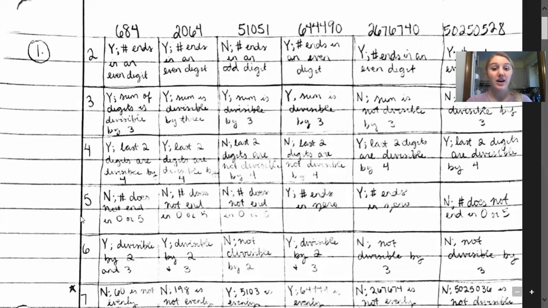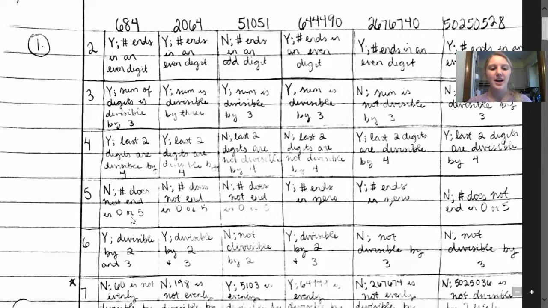Number 5 is really simple. It states that if the last number is a 5 or a 0, then the number is divisible by 5. 684 ends in a 4, not a 5 or a 0, therefore it is not. But 644,490 ends in a 0, therefore it is divisible by 5.